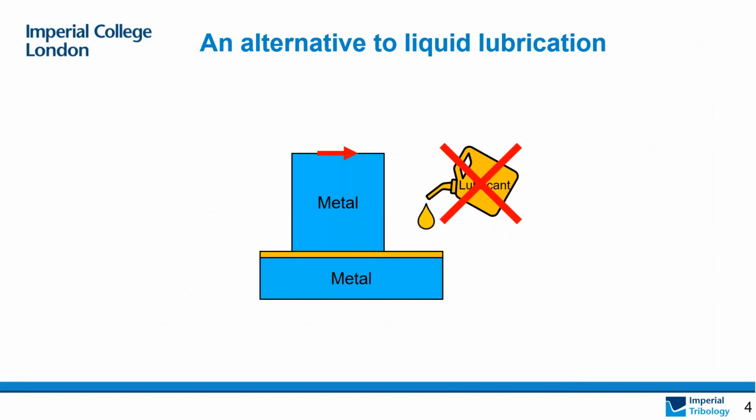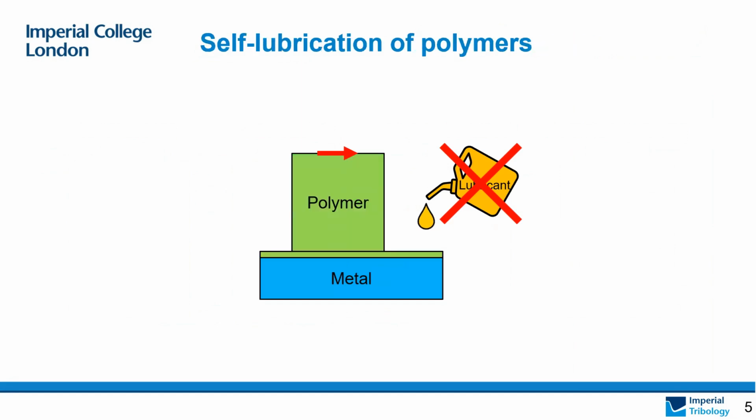In some applications, however, the use of liquid lubricants is not favorable. For example, in the semiconductor or food industry, where the tolerance for contamination is strict, or in aerospace, where the lubricants fail due to vacuum. And without lubricants, machines can seize in no time. In this case, a polymer-metal tribological pair is often used.